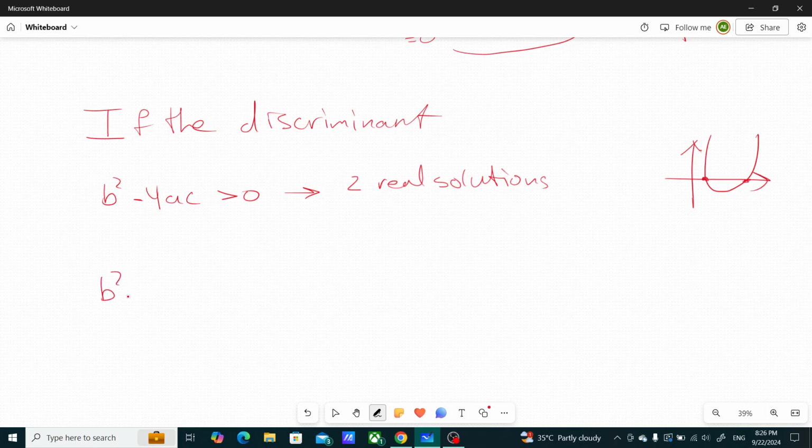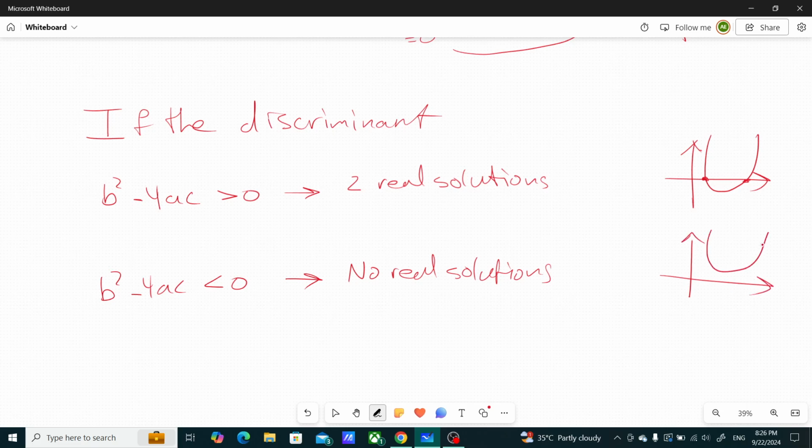Second case, if my discriminant is less than 0, I will have no real solutions. I will have something called imaginary solutions, but this we can look at in another session. But for now, if I want to draw it, it's going to look something like this. So for this particular example, you can see that I have no intersections with the x-axis. So I have no solutions, no roots, no x-intercepts, whatever you would like to name it.